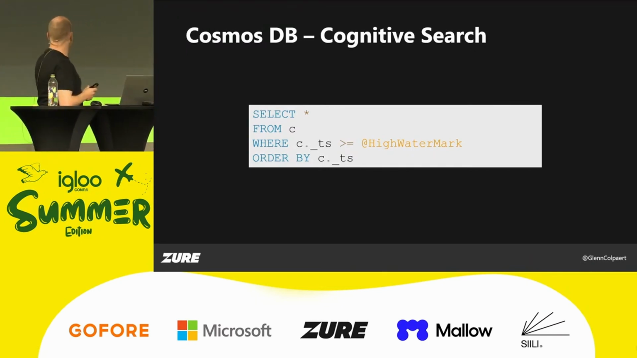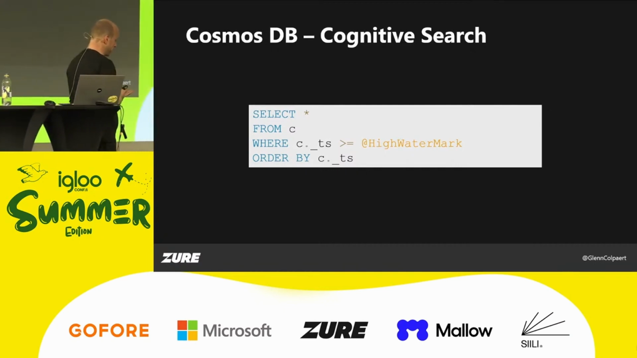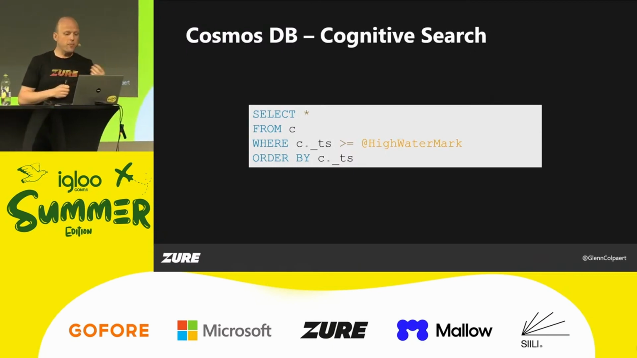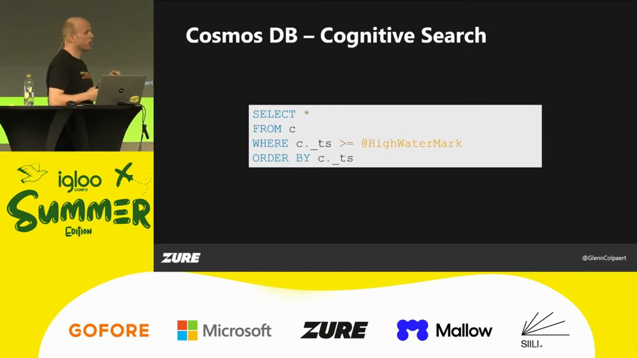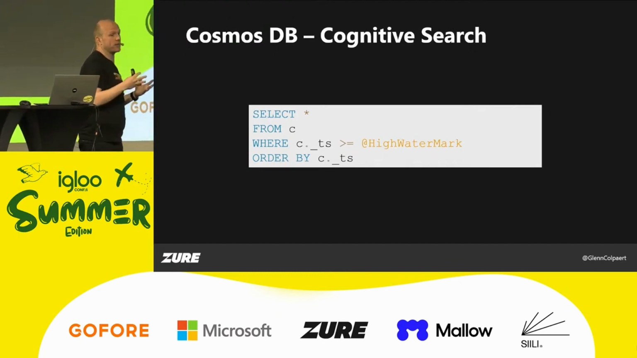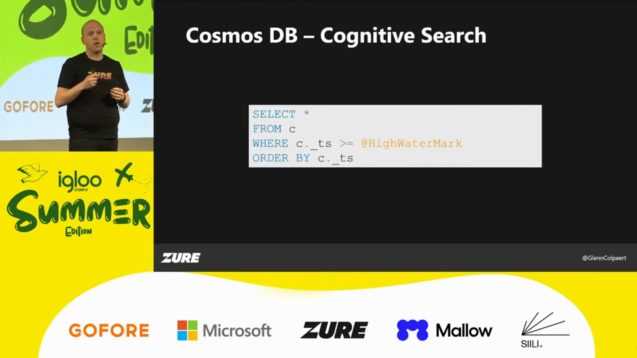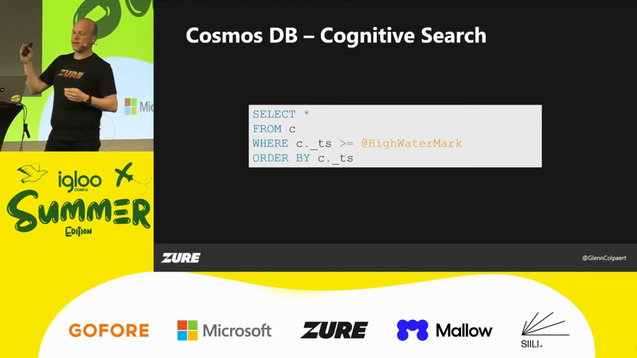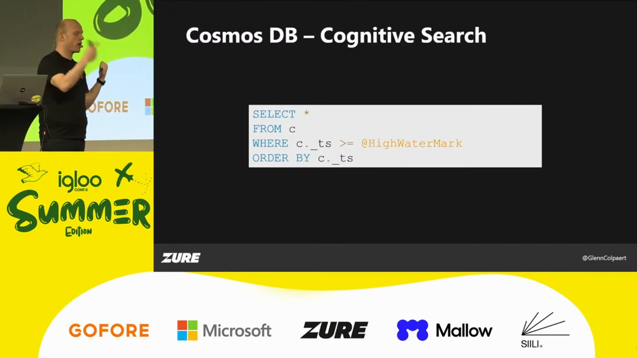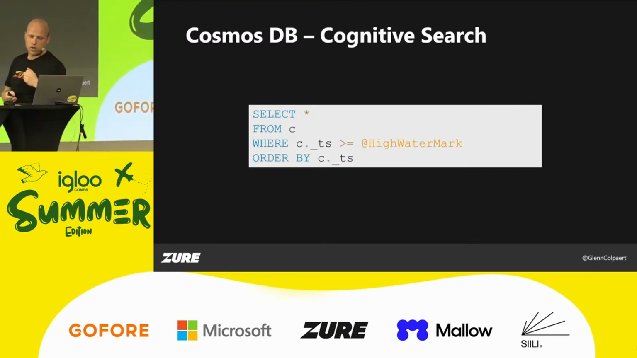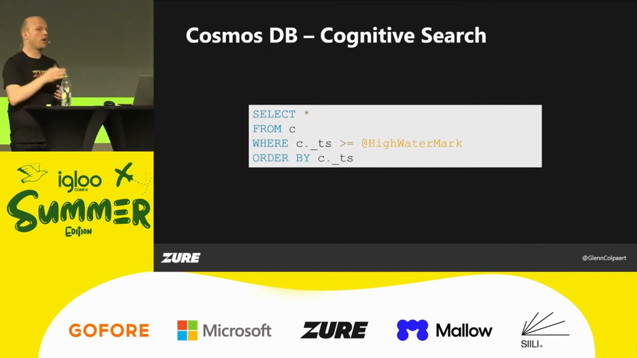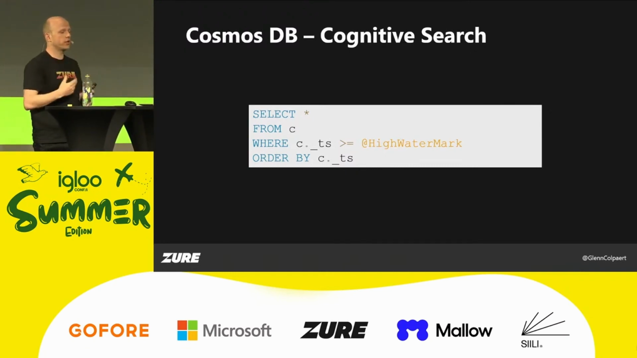This is the default query that Cognitive Search uses to get that data. What it does, it takes a look at the _ts, the timestamp, and compares it with the @HighWaterMark, which is just an internal timestamp of the system from the last time it indexed your data. Basically, every document that matches this query will end up within your index. So it's basically just like a detection policy on that data, to add it to your index or not.